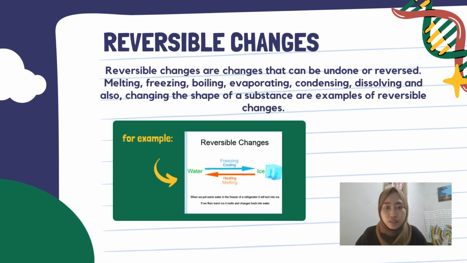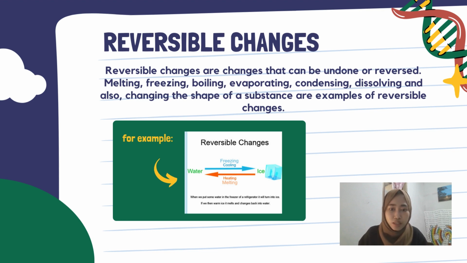Okay, the second is reversible changes. Reversible changes are changes that can be undone or reversed. Melting, freezing, boiling, evaporating, condensing, dissolving, and also changing the shape of a substance are examples of reversible changes.